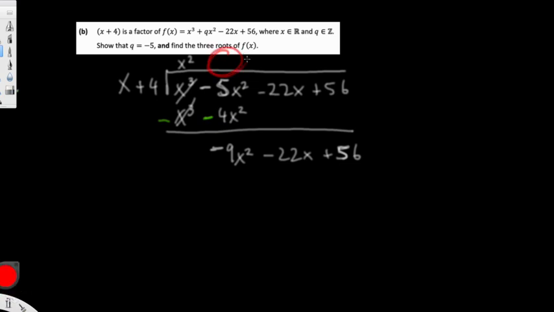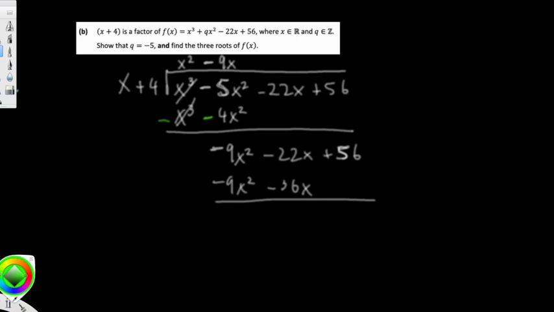The next level, okay, we have to put a number here that multiplies by the x to give us a minus 9x squared there. What's that going to be? It's going to have to be minus 9x. So minus 9x multiplies by the x to give us minus 9x squared. Then we have to multiply it by that 4 there. It gives us minus 36x. And then draw that line there, change the signs, and then we see that these cancel. And then this one here gives me 14x plus 56.